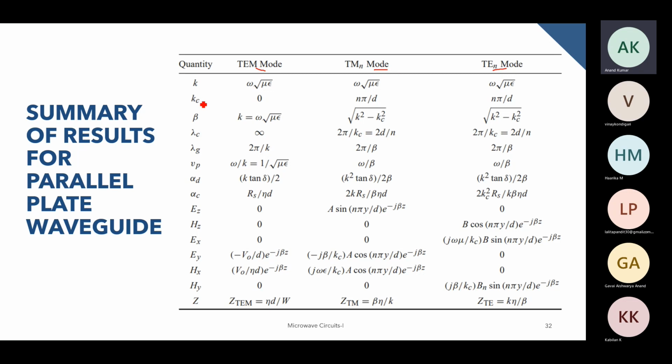So I think I skipped some parts. Like I think I have not covered this thing. Okay, the rest of the things, I think we've skipped alpha C. But all these results are from Pozar, and the derivations are also present there.